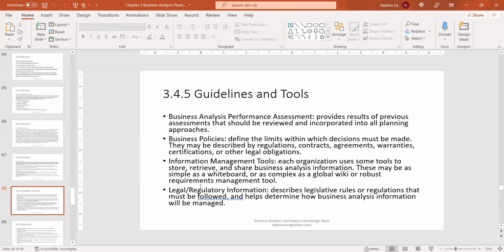Then you have the legal regulatory information, which describes legislative rules or regulations that must be followed and helps determine how business analysis information will be managed. For instance, within the healthcare industry, it could be heavily regulated in terms of how information is stored. So that's something to consider when you are performing this task.